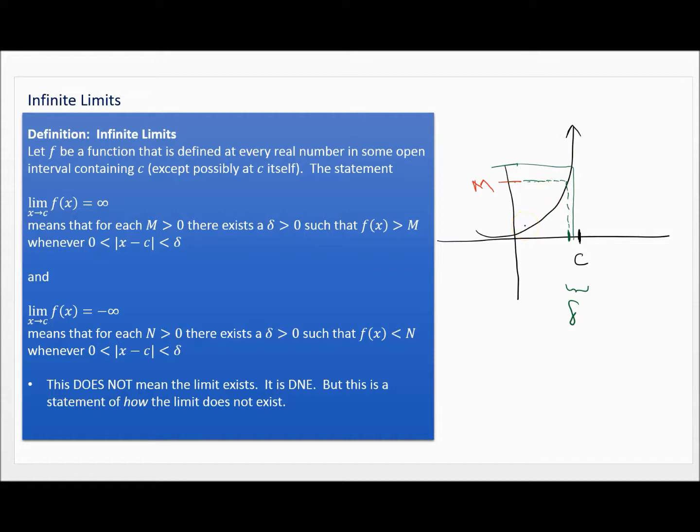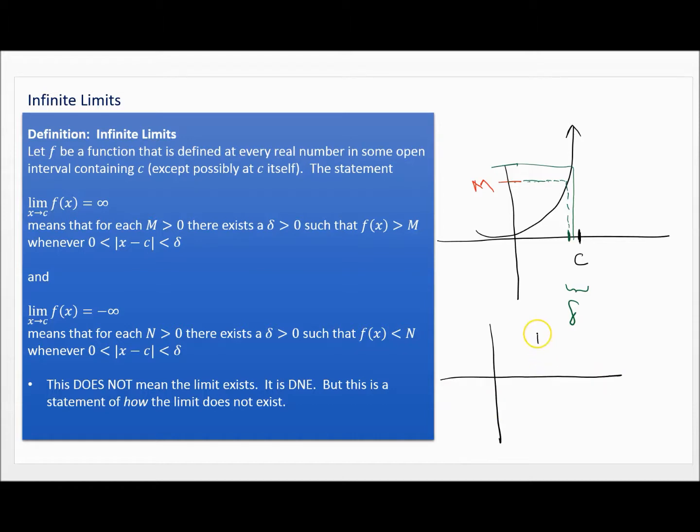Negative infinity has a very similar definition. It just has to be different because we're talking about negative infinity. I'm not going to draw a picture for that, but it's the same idea. So the limit as x goes to c of f of x equals negative infinity. And that means that for each n greater than 0, there exists a delta greater than 0. So again, delta is a distance, so that when f of x is less than n, and I said I wasn't going to draw a picture, but yes I am. Okay, watch this.